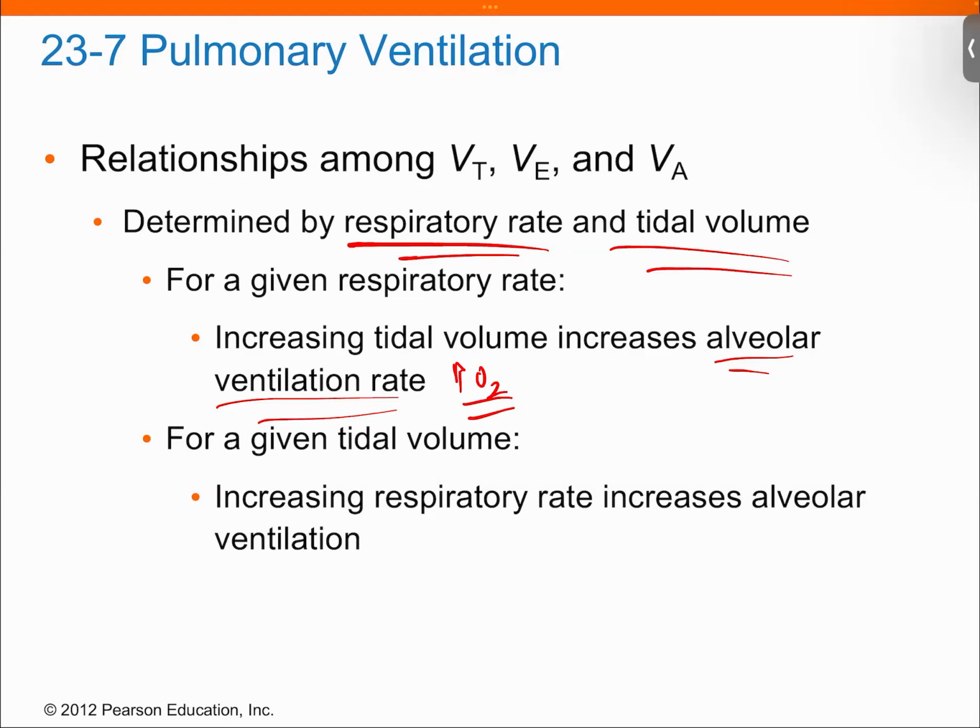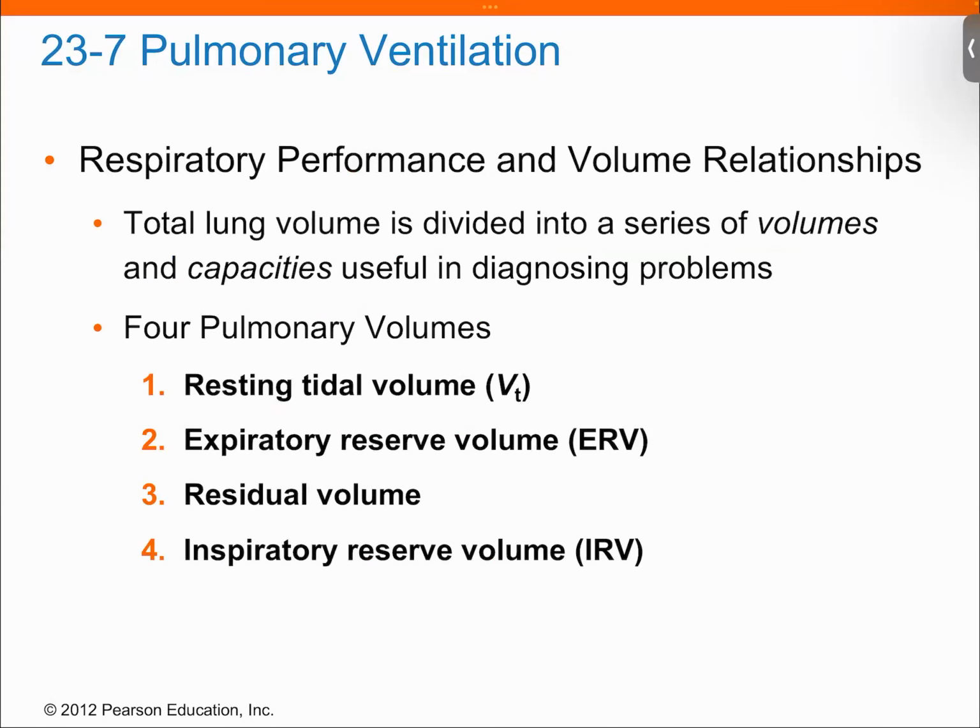And so if they scream loudly, if your demand goes way up, then your supply has to go up as well. So that's the reason why you're controlling respiratory rate and your tidal volume amount, so you can basically get enough oxygen to meet that demand. So let's take a look at a couple of different pulmonary metrics here.